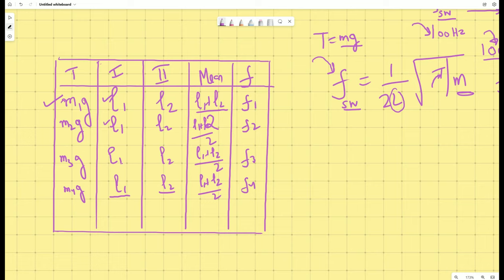AC is the one which is causing the electromagnet to become a magnet, and that magnet is having alternating current, and that alternating current is attracting the wire. Finally, the source is a dynamic force, which is the AC.